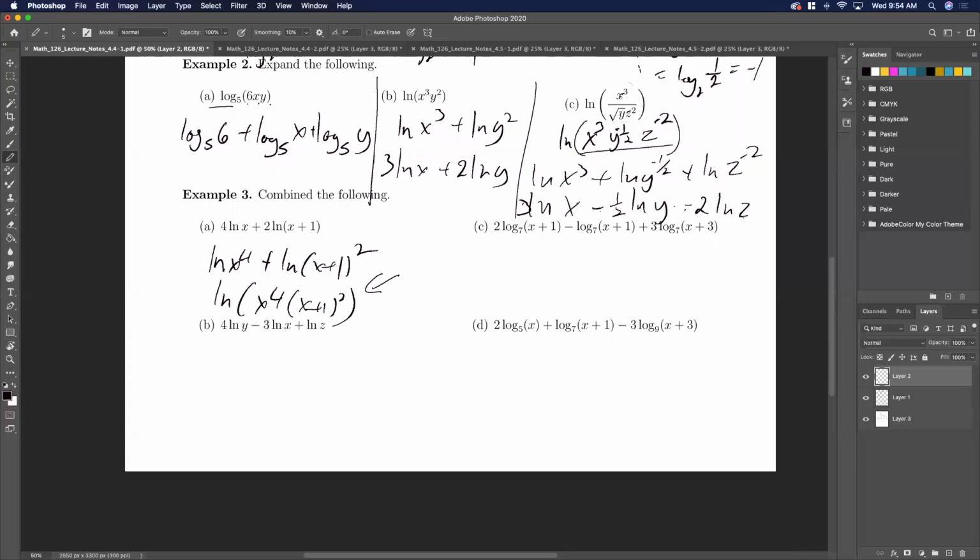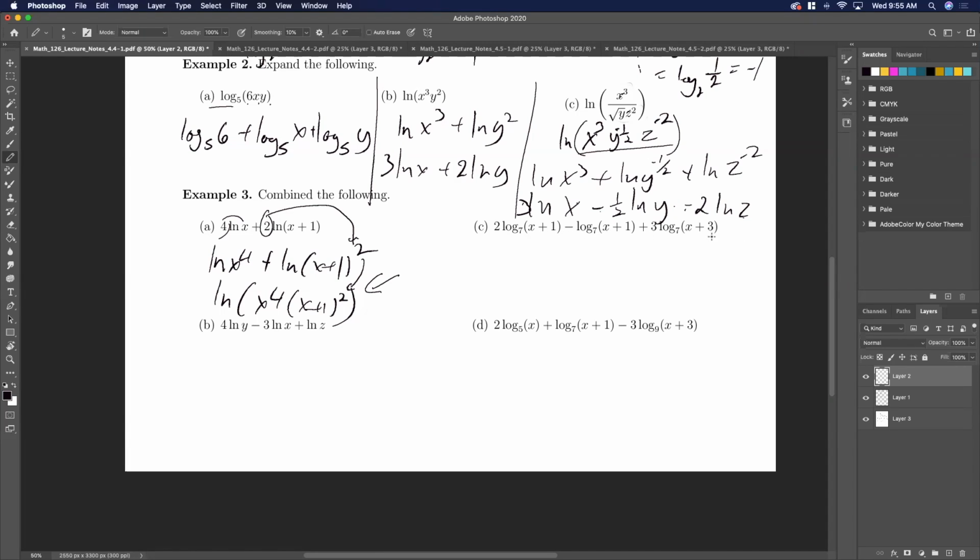Oops, it needs to be ln again. There we go. Where did the 2 go? Oh, the 2 went here. Okay. So the first step here is I moved the exponent in. Very good question. And then I multiplied it together.